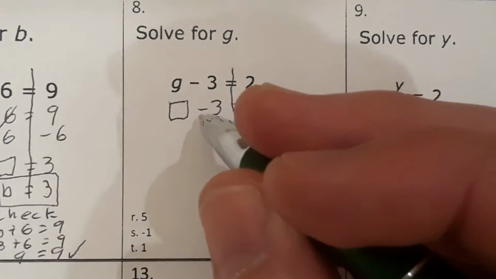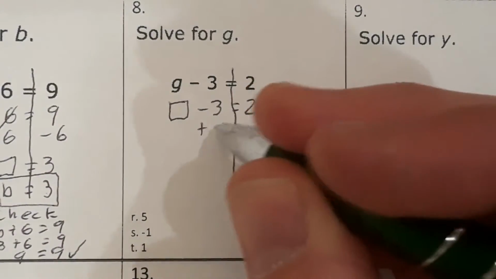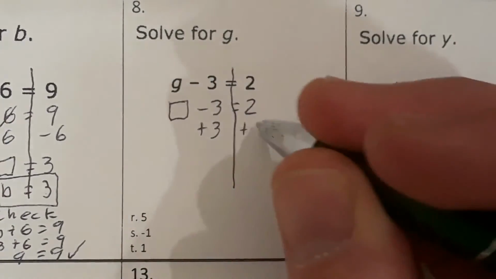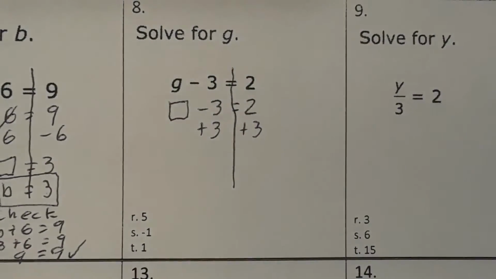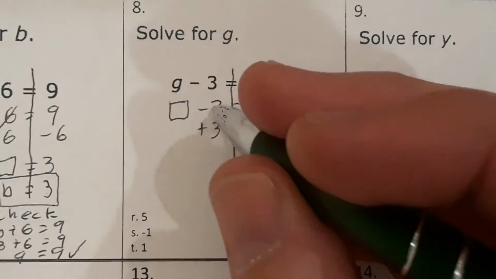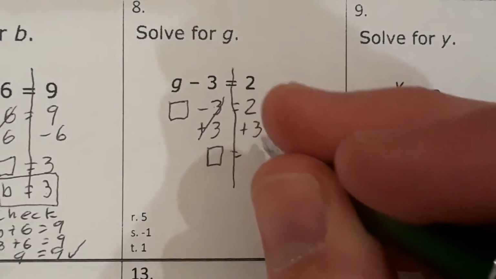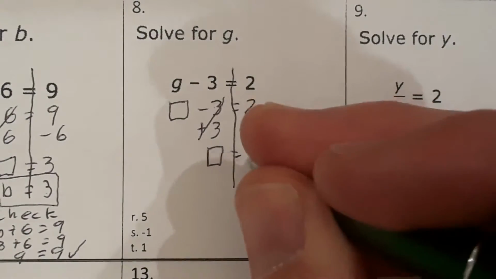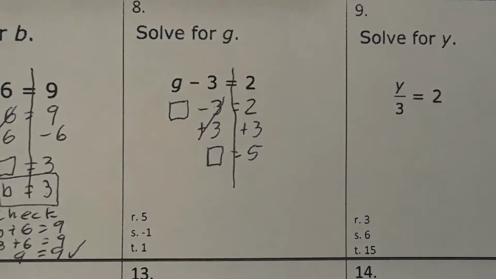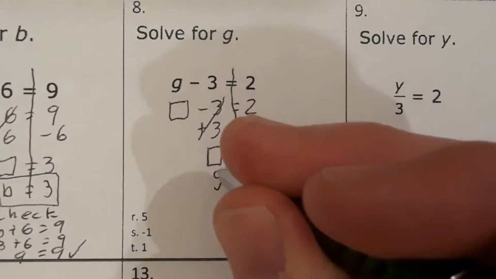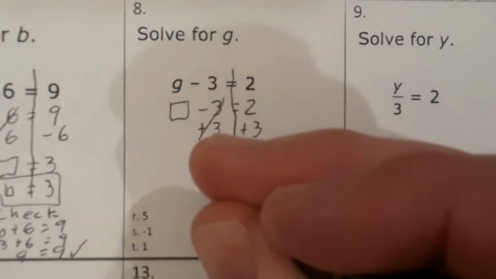All right, here we go. Opposite of subtracting 3, always take the opposite. Now we're going to add 3 to make this go away because we want the box to be by itself. Add 3, add 3. So negative 3 plus 3 cancels out. The box equals 2 plus 3 is 5. However, don't forget the box represented G. So G is equal to 5.